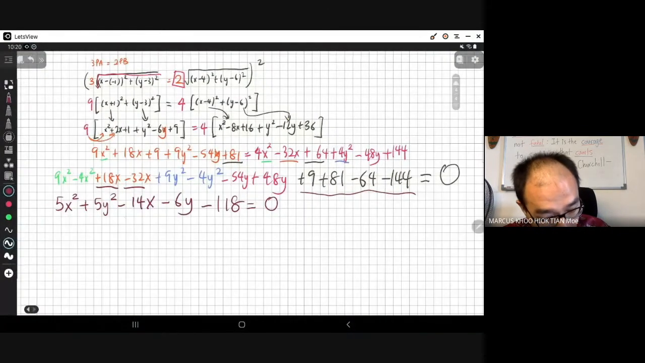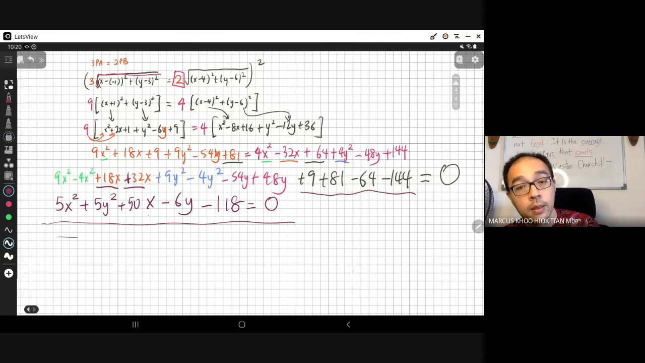Oh, there is a mistake here. Here it should be added. Yeah, okay, sorry. So this should be plus 50x. Okay, plus 50x. Yay, done.